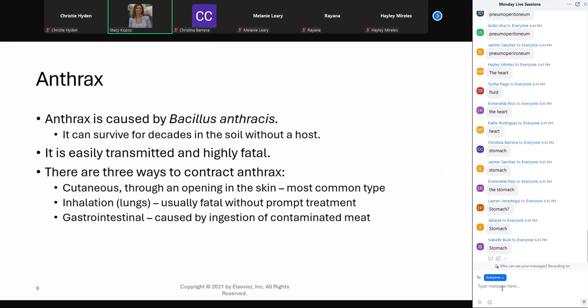Anthrax. Anthrax is caused by Bacillus anthracis. It can survive for decades. It's easily transmitted and highly fatal. I think we all know that from that whole period of anthrax there. Most of the anthrax that was spread was through inhalation into the lungs and is very fatal.